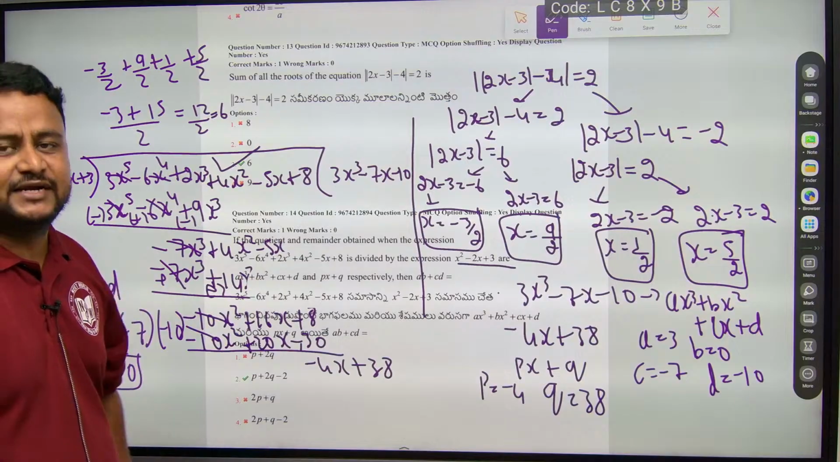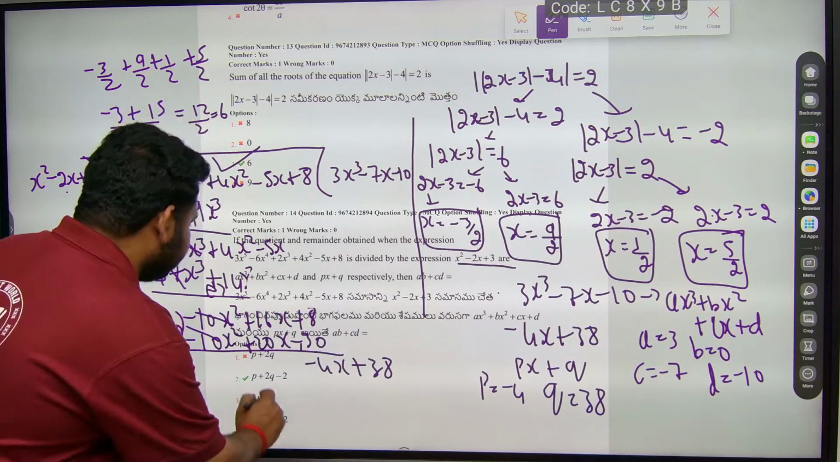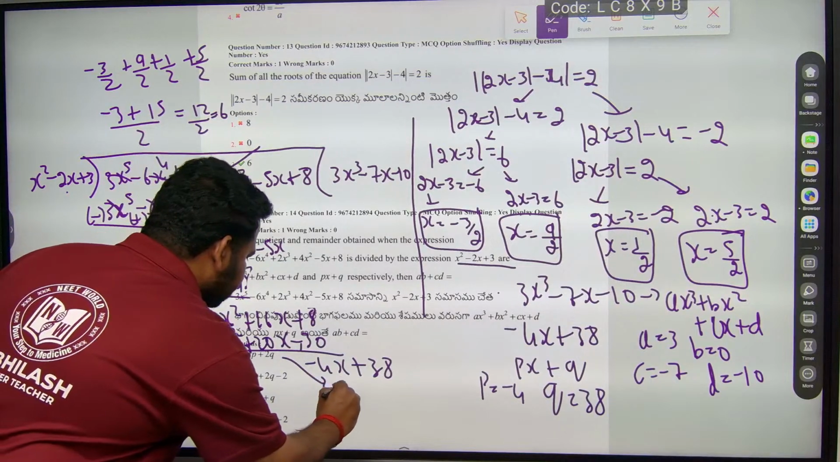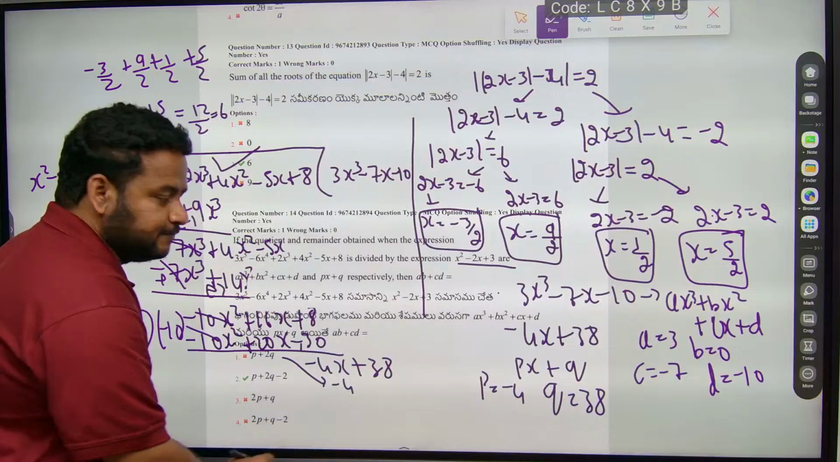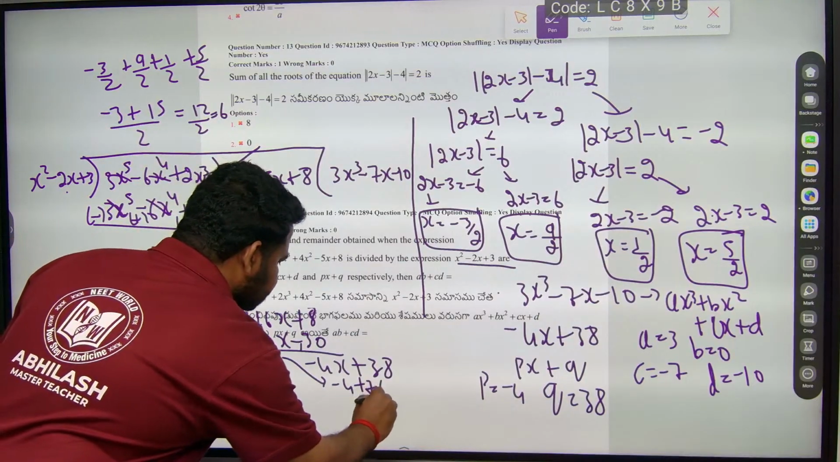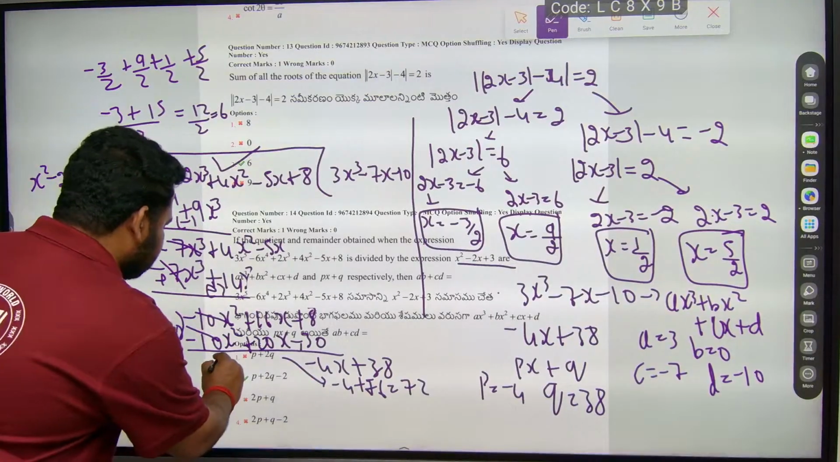So p is equal to what I got? p is equal to minus 4. In the first option it is minus 4 plus 2q. 2q is 2 into 38, that is 76. 76 minus 4, I will get 72. That is not equal to 70. So the first option is ruled out.